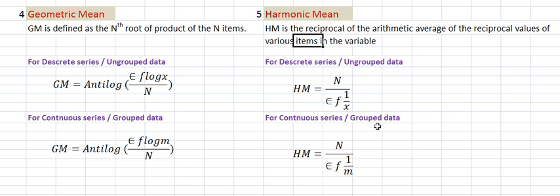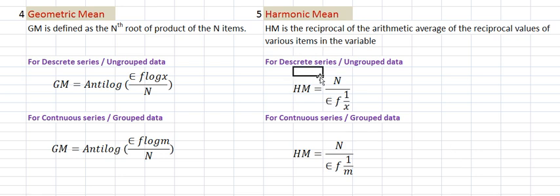Harmonic mean now. What is harmonic mean? Harmonic mean is the reciprocal of the arithmetic mean, that is the arithmetic average, of the reciprocal values of the various items in the variable. Simply, it is the arithmetic mean of the reciprocal values of the variable. That is the harmonic mean. So I will repeat once again: harmonic mean is the average of the reciprocal values of the various items given in the variable. You need to write the meaning like this.